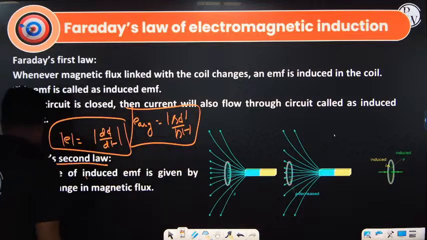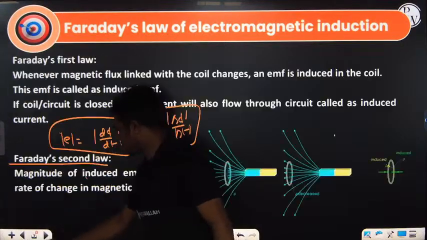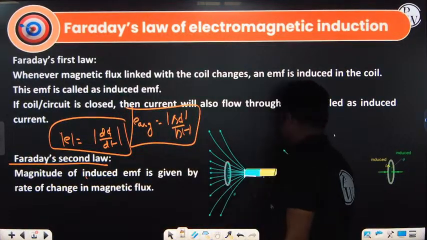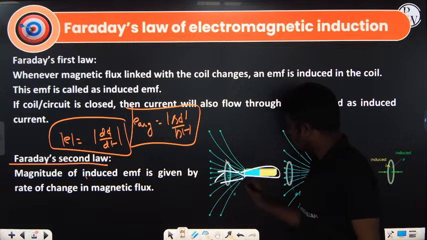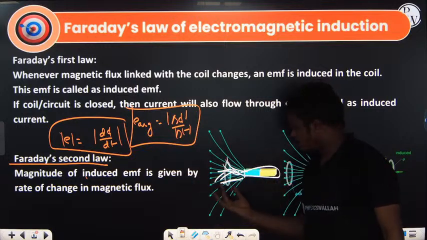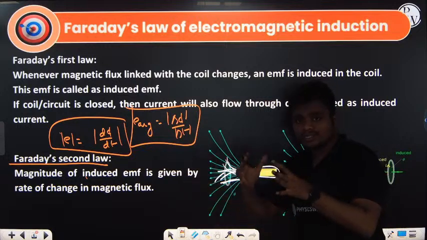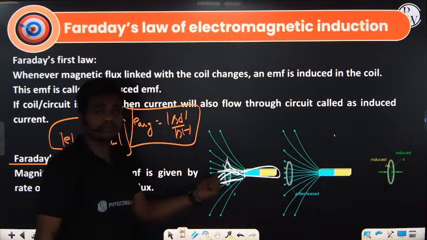Now, how can we change this? Just now we saw that whenever flux changes, for example, if the coil is approaching the magnet or the magnet is approaching the coil, the number of field lines falling on this particular coil will change. Whenever there is relative motion between the magnet and the coil, the number of field lines passing through this coil will change.